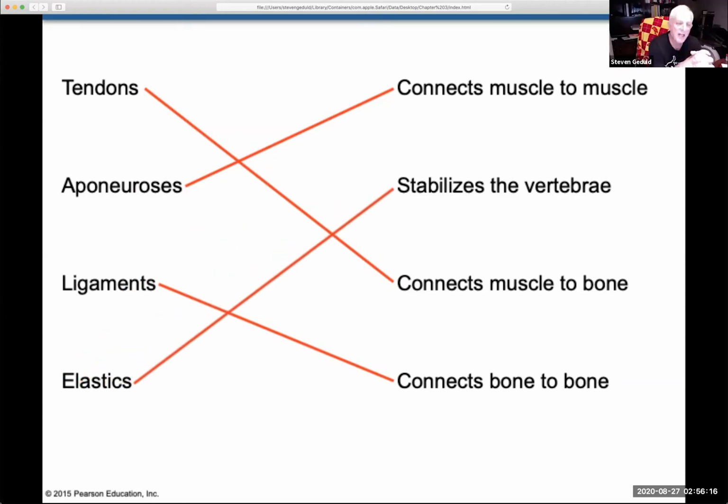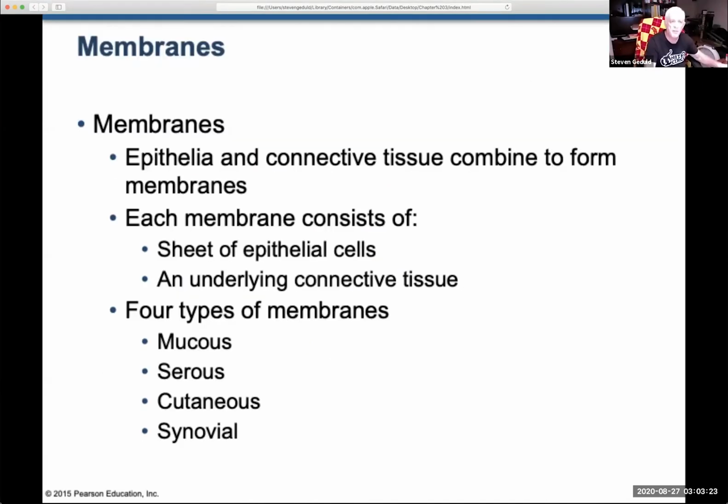All right. I guarantee you'll see a question like this on your midterm. So don't miss it. Got all four of them right there. Talk about membranes.